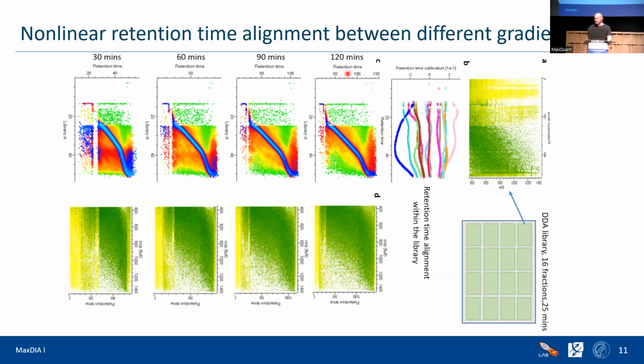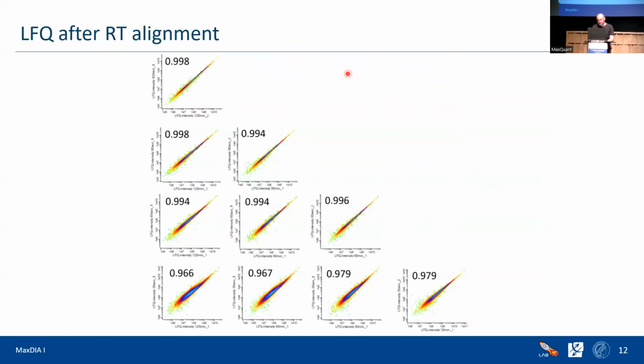I mean, not that one should do this, but if that happens to be what you have, then you don't have to resign. You can just go ahead, basically. And so that's the MaxLFQ technical reproducibility that I was showing here, that's exactly from these samples with different gradients, right? And you see the reproducibility is very high in the quantification.